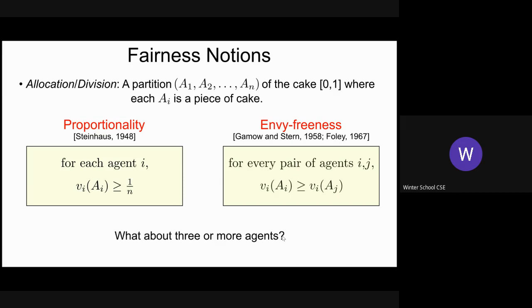Very good. What about more agents? Suppose you have three agents. Is it still the case that they are the same properties, or is one stronger, or are they incomparable? Maybe raise your hands. Yeah, go ahead.